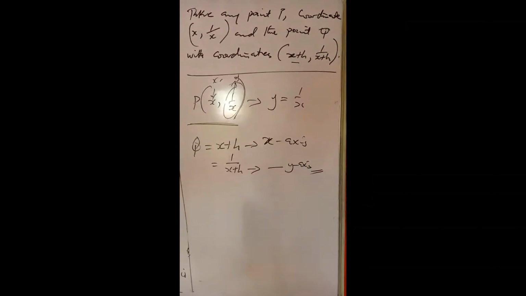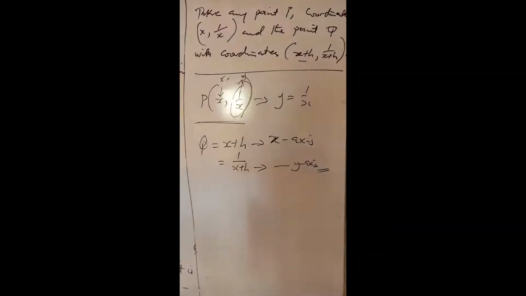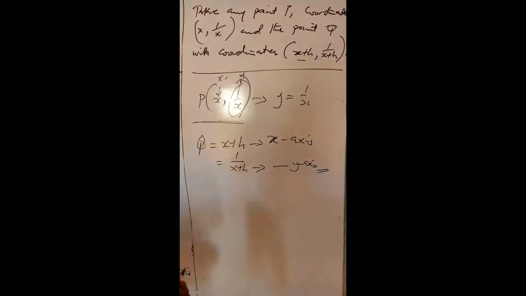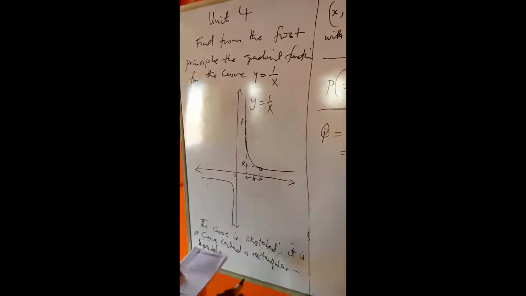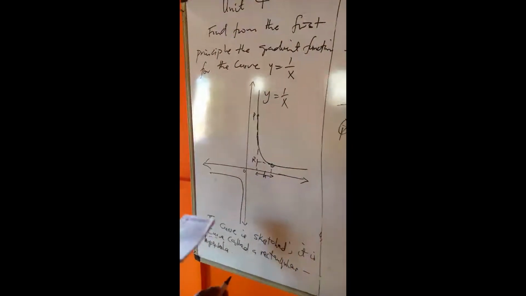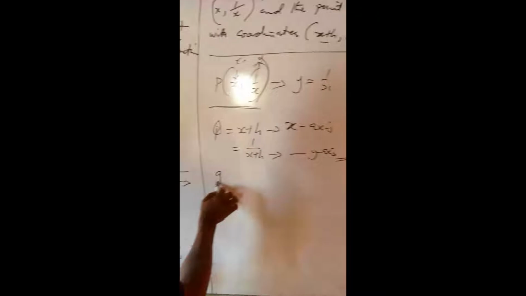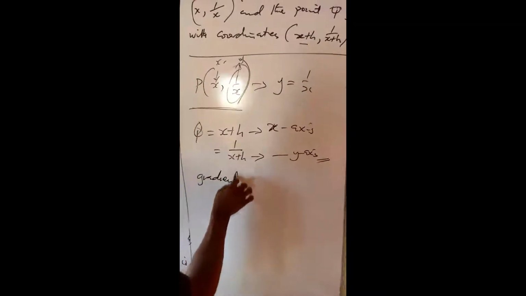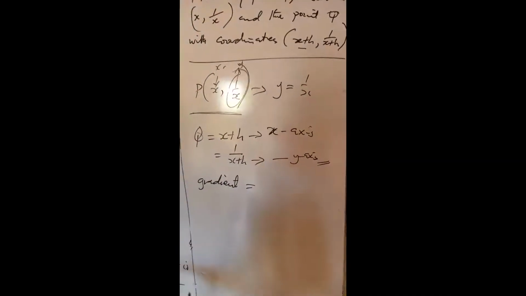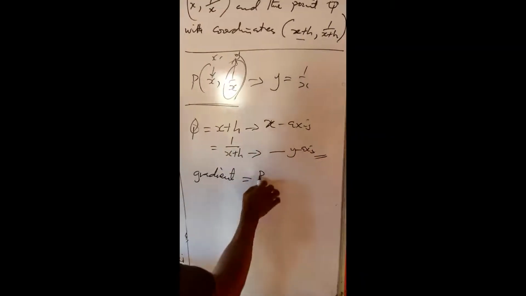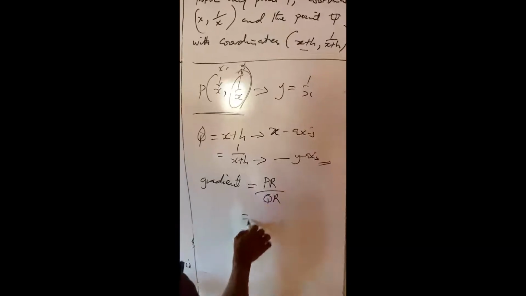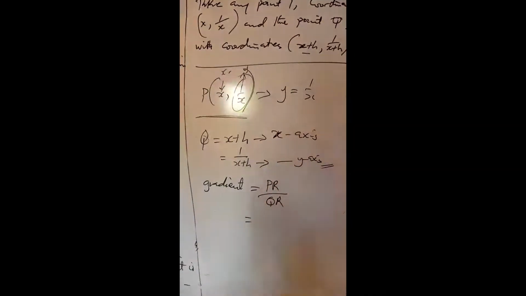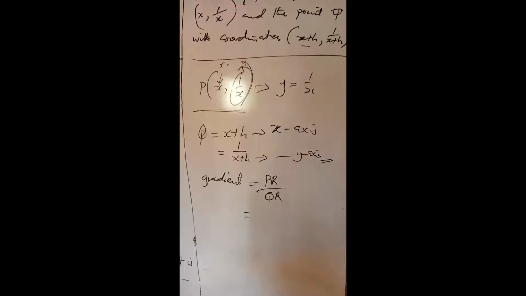assignment or classwork. So we can now find the gradient from our graph. If you are familiar with what we have been doing, you discover that it will be very easy for us. Our vertical is simply P arrow. So gradient is equal to P arrow all over what? Q arrow.